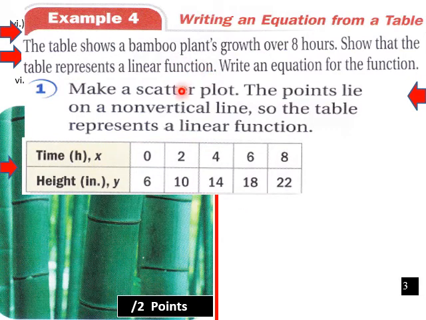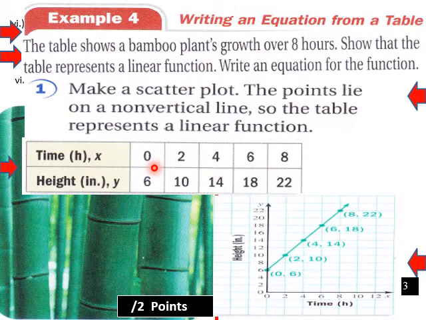On to example 4, write an equation from the table of bamboo growth and then make a scatter plot. So here's our table of growth. Here is the scatter plot that represents this table here. And our time is our x, our domain, and our range is our height for that.